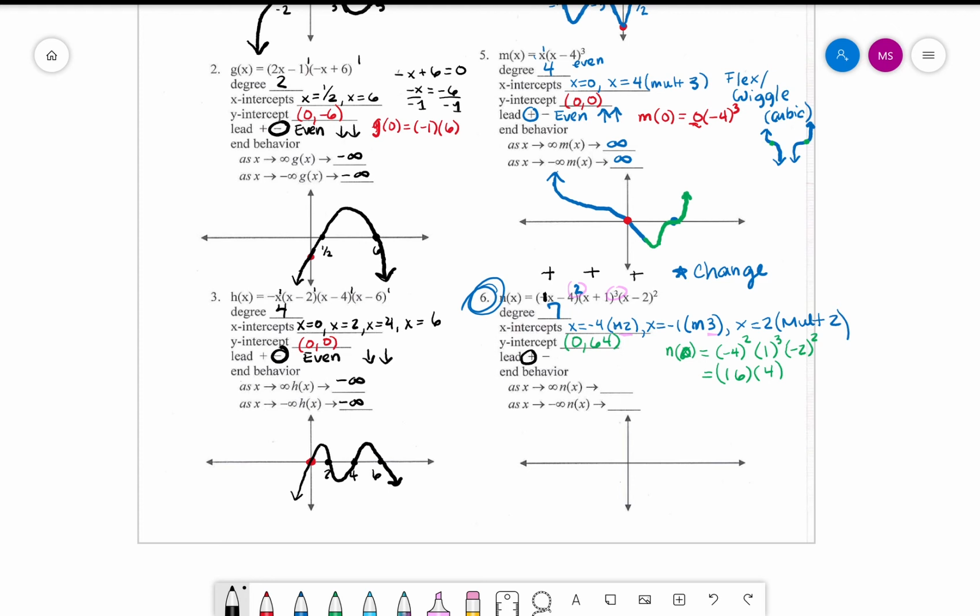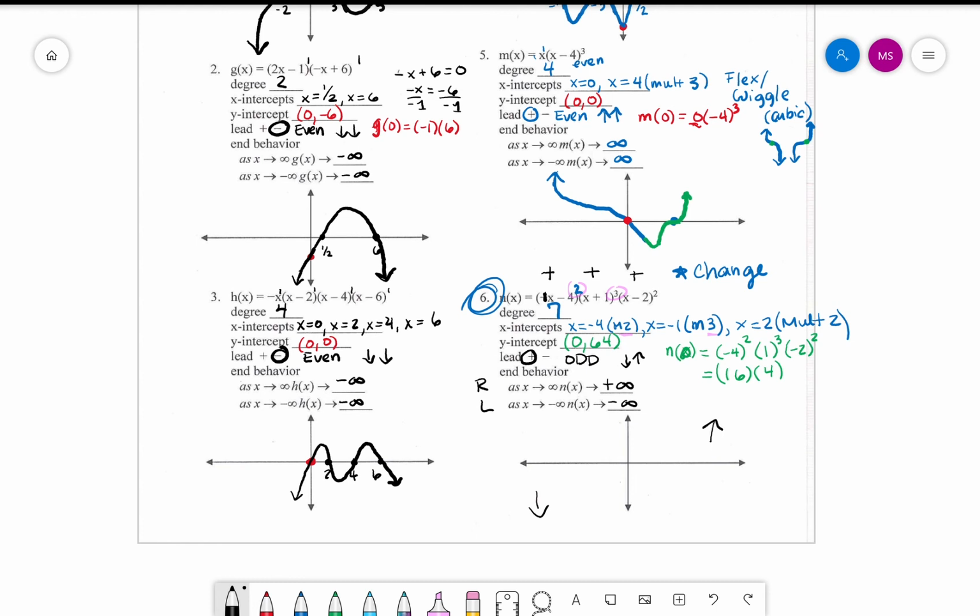So it's positive, it's odd, so that means it ends positive, and because odd degrees have opposite ends, if it's ending upwards, it's going to start downwards. On the right-hand side it's going towards positive infinity. On the left-hand side, it is going to negative infinity. So start off with that as your sketch.